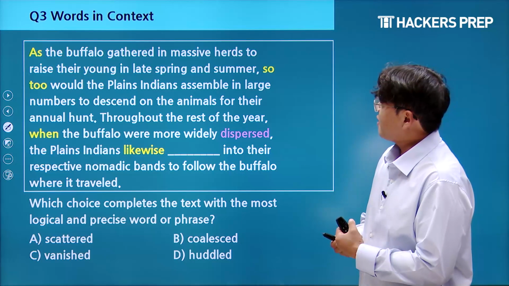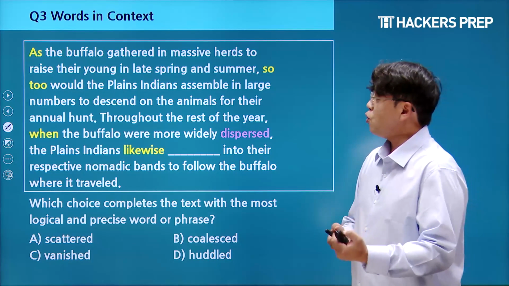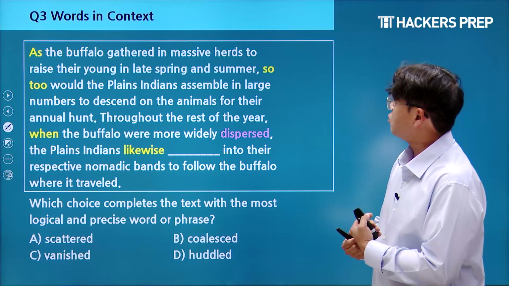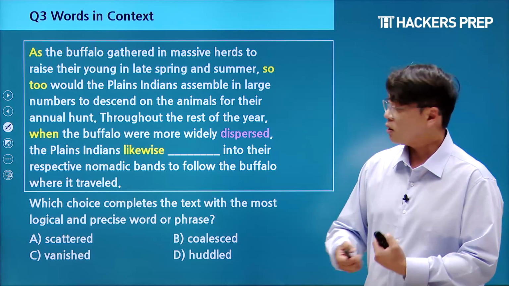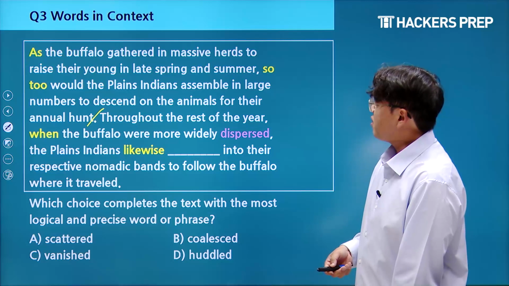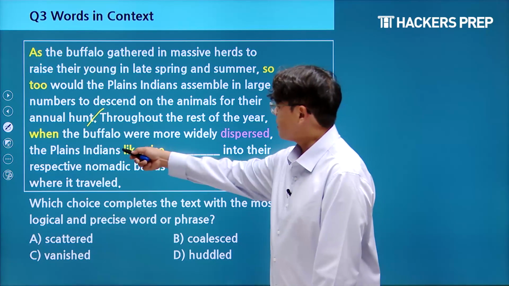As the buffalo gathered in massive herds to raise their young in late spring and summer, so too would the Plains Indians assemble in large numbers to descend on the animals for their annual hunt. Okay, so it describes the annual hunt. Throughout the rest of the year, when the buffalo were more widely dispersed, the Plains Indians likewise blank.